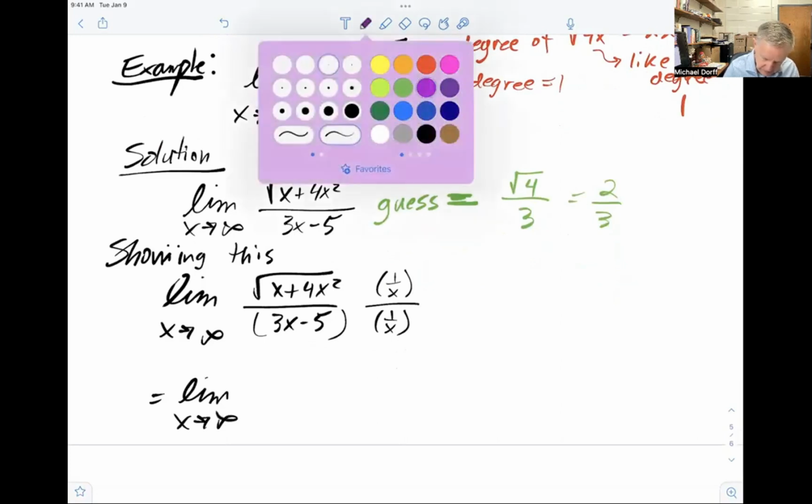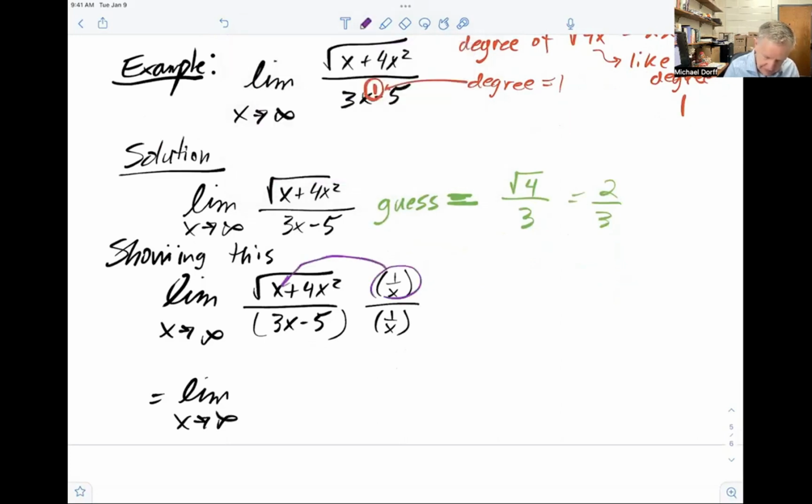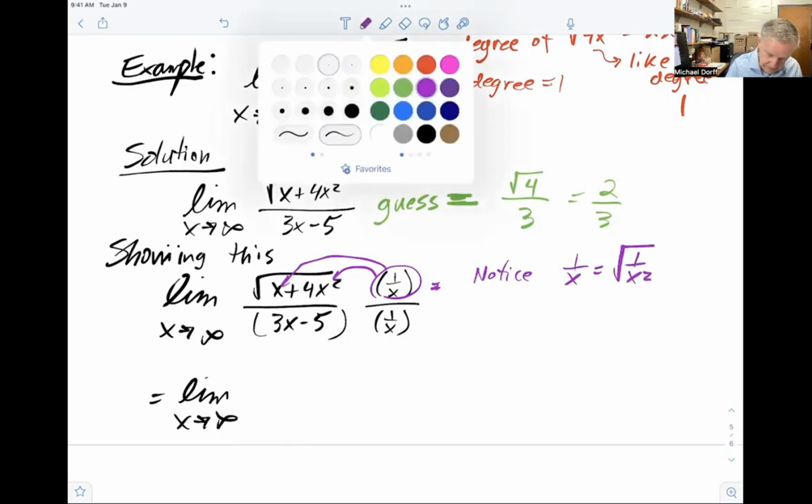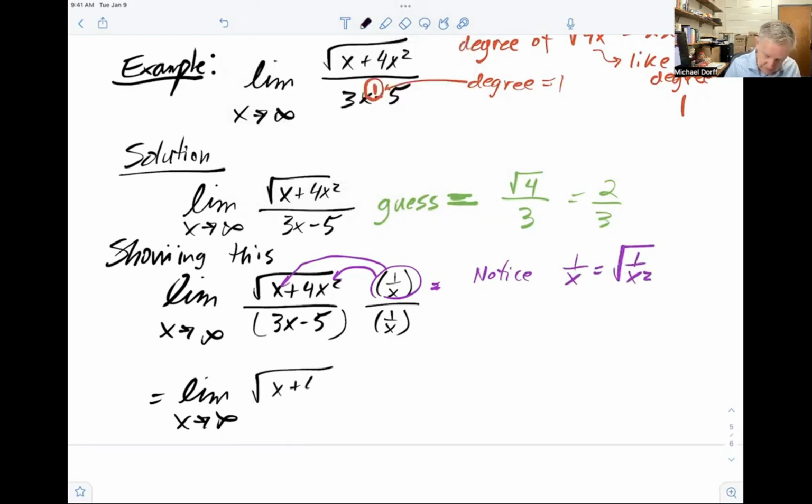When I multiply through here, this 1 over x squared goes to the x. Now, I want to bring this into the parentheses under the square root. I can't just bring the 1 over x into the square root. I want to write it as something under a square root. So we're going to notice 1 over x is the same thing as the square root of 1 over x squared. So to write out all the details, what I'm really going to do here is multiply the top by 1 over x squared under a square root, and the bottom I'm going to multiply by 1 over x.